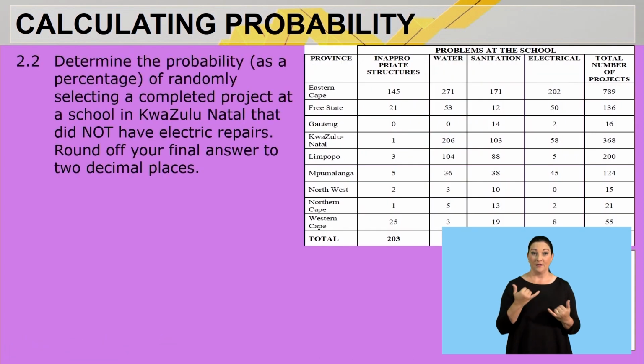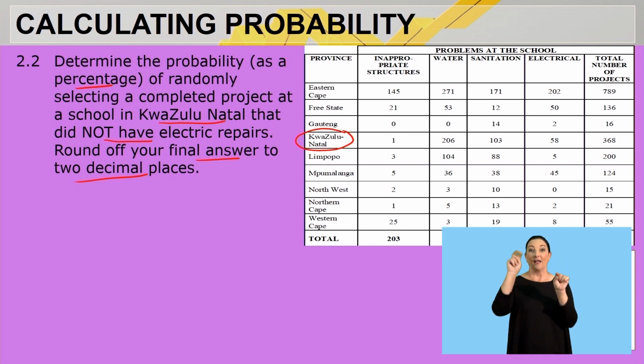So question 2.2 says, determine the probability, as a percentage, of randomly selecting a completed project at a school in KwaZulu-Natal that did not have electricity or electric repairs. Round off your final answer to 2 decimal places. So what is important here is we have to work with schools in KwaZulu-Natal, so there's KwaZulu-Natal. Then also that did not have electric repairs, so there's our electrical repairs. And then also important is we have to work with the total number of projects in KZN. So there we go.